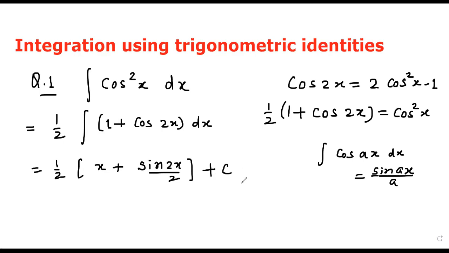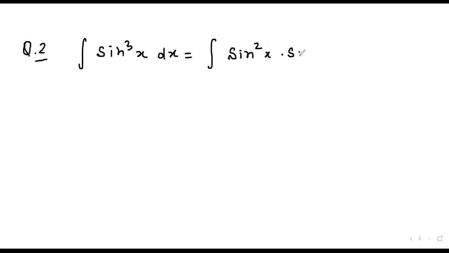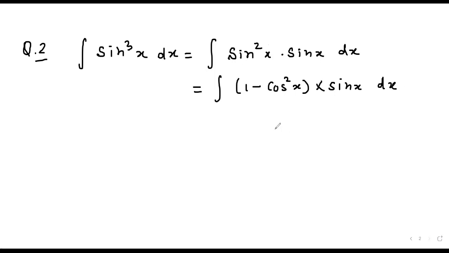Now consider next question. Question number 2. Integration sine cube x dx. This will be equal to sine square x times sine x dx. Now sine square x can be written as 1 minus cos square x times sine x dx. Now we take cos x equal to t.